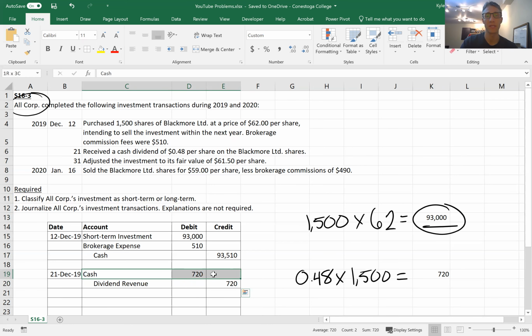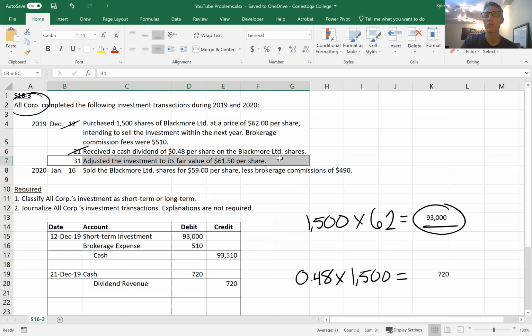And of course, it increases cash on the balance sheet because it is a receipt of cash. So we've got December 12th and December 21st. What happens next is we adjust the investment to its fair value of 61.50, and this is at its year-end date.